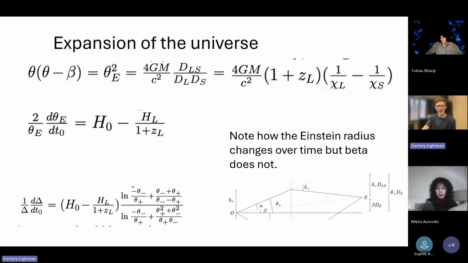And then we can see that the Einstein radius will actually change over time. This is because whilst b, the impact parameter, is constant, the distance to the source will increase over time, although this will happen over an extremely long time. So whilst it can be used to find the Hubble constant, it's probably impractical. And also we can rewrite the time delay adjusted for the expansion of the universe too.